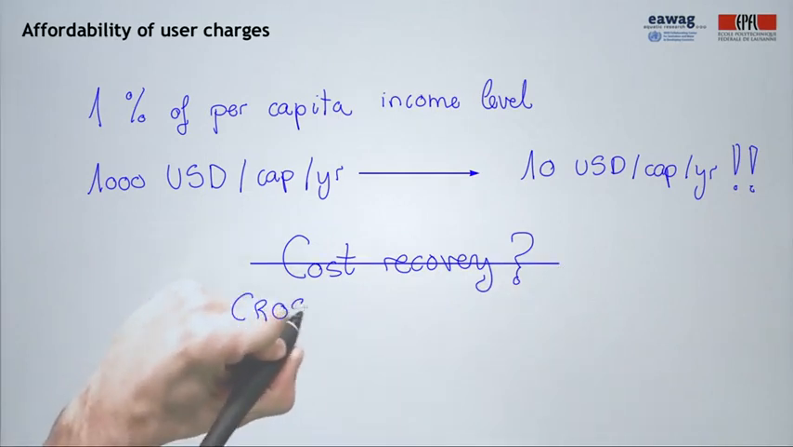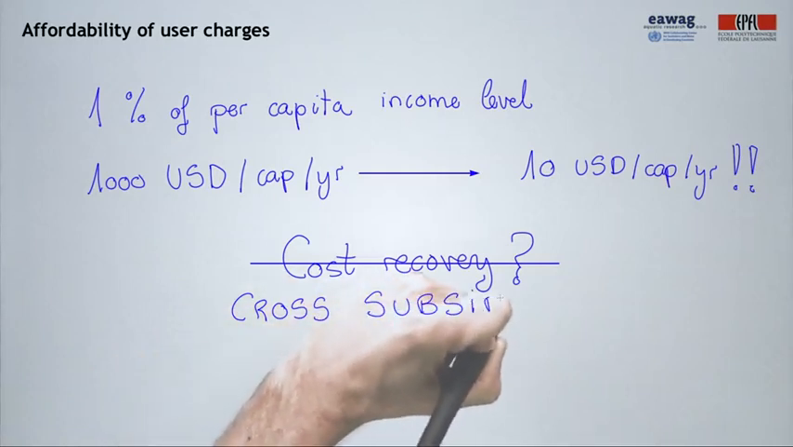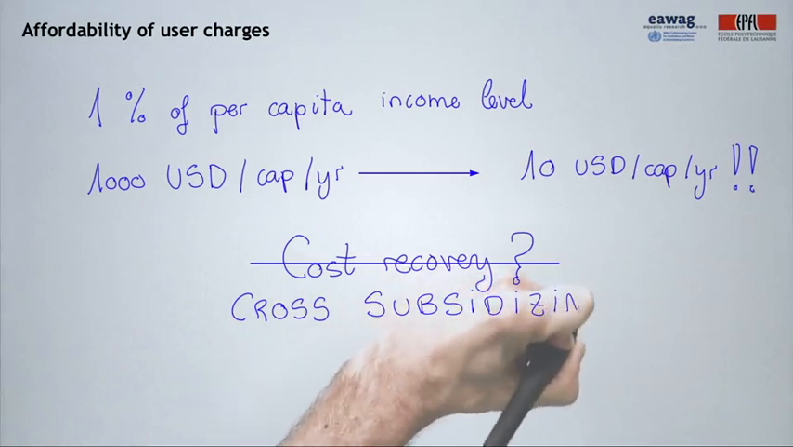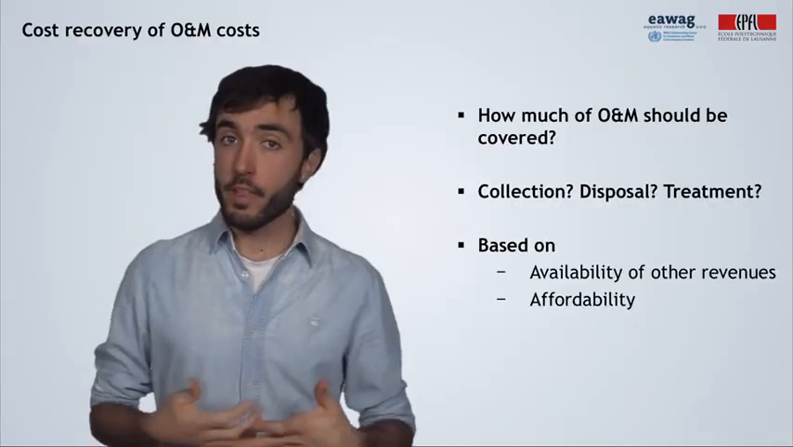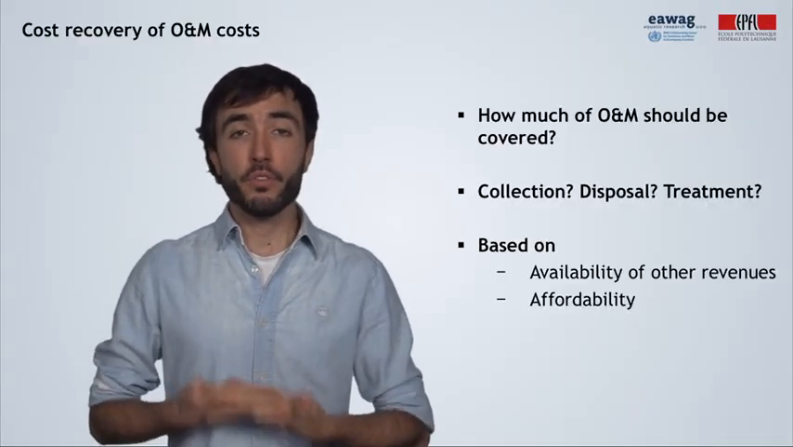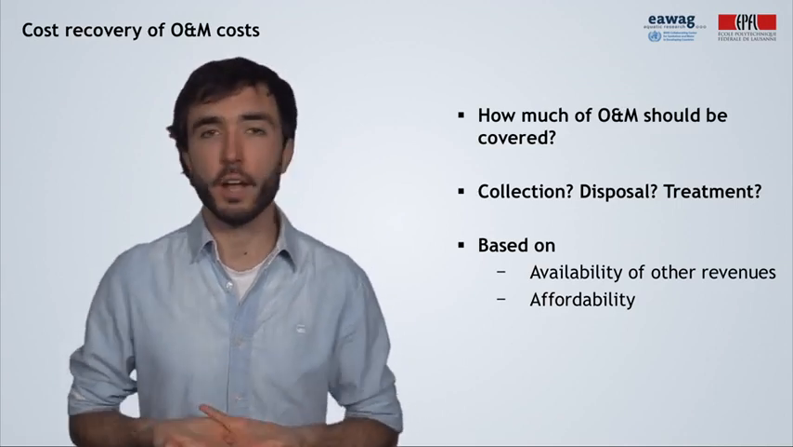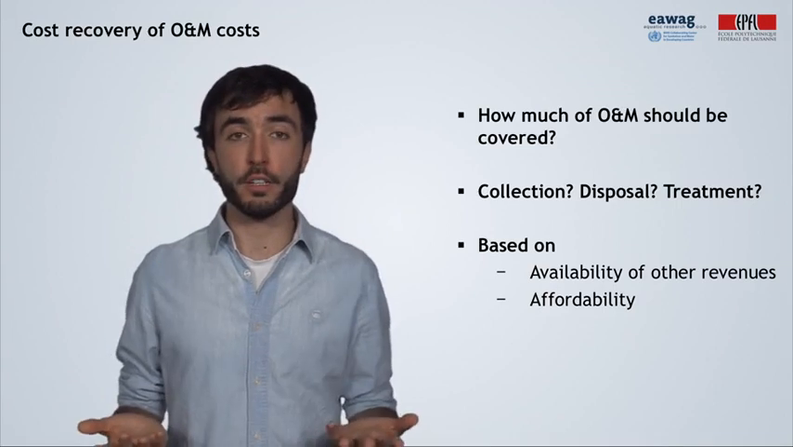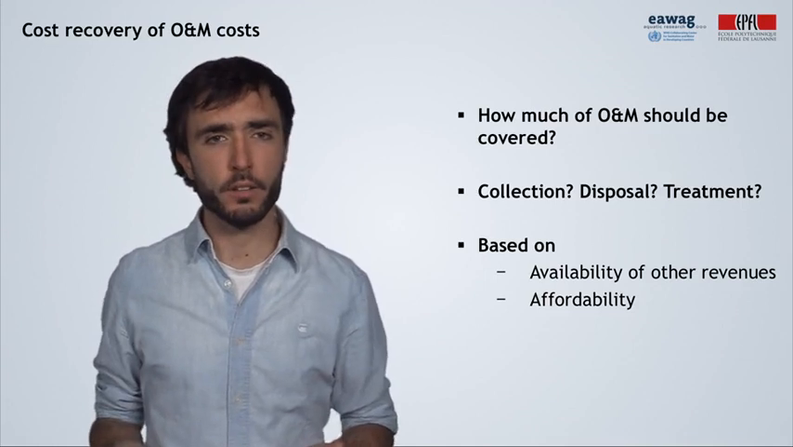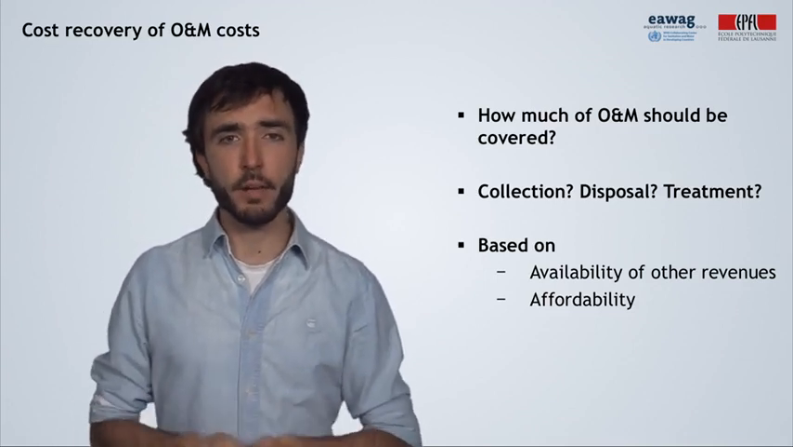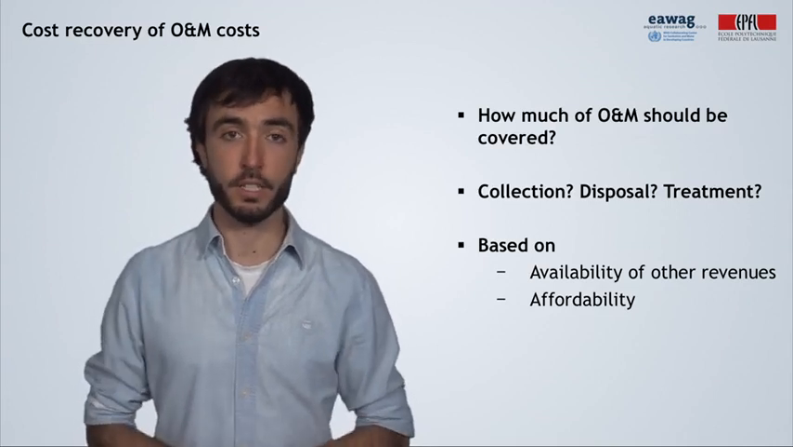Cross-subsidizing could be an option to solve this. User charges allow cross-subsidizing between high-income areas and low-income areas. This happens in Moshi, Tanzania, and Kurepipe, Mauritius, for example. That brings us to the next question. How much of the operational and maintenance costs should be covered by user charges? Should they cover 100% of the service, or 50%, only the collection service, or collection and disposal, or treatment as well? These decisions should be taken based on the availability of other revenue sources and the affordability of the citizens.